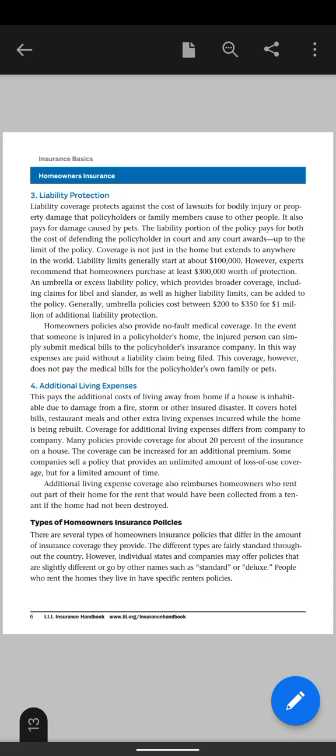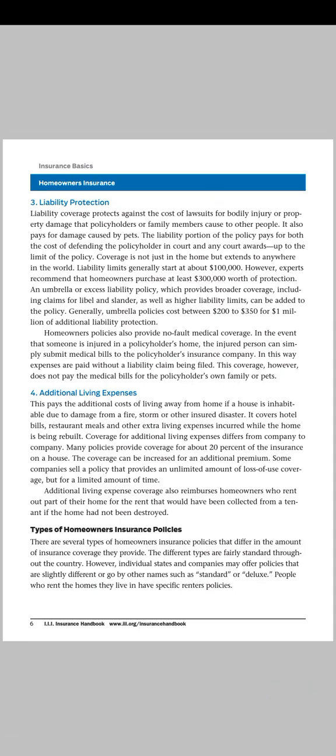Homeowners policies also provide no-fault medical coverage. In the event that someone is injured in a policyholder's home, the injured person can simply submit medical bills to the policyholder's insurance company. In this way, expenses are paid without a liability claim being filed. This coverage, however, does not pay the medical bills for the policyholder's own family or pets.